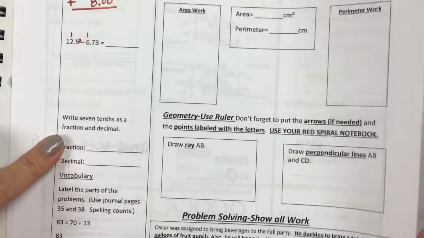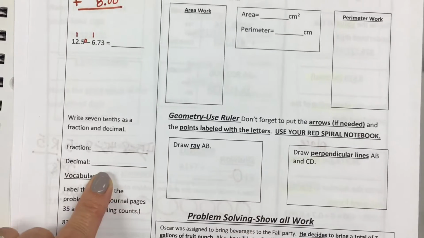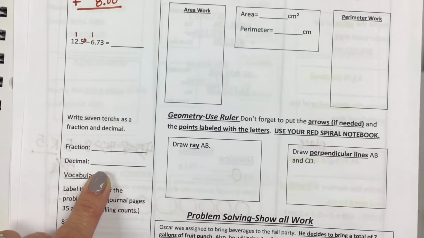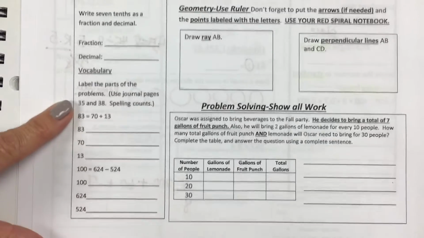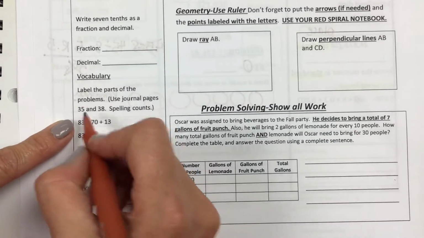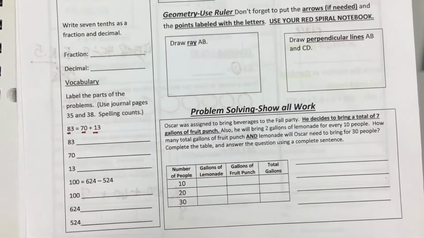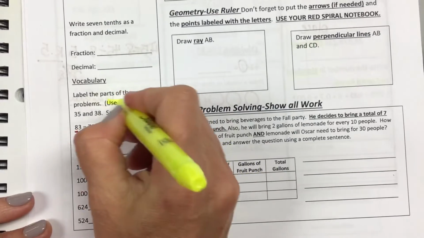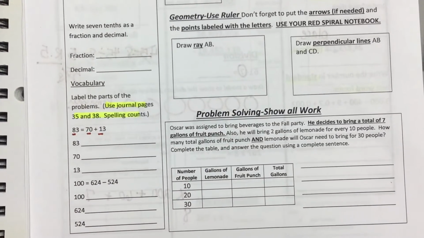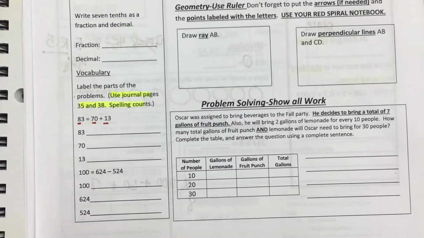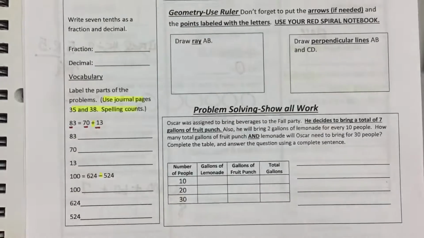Okay, write 7/10 as a fraction and a decimal. We talked about this last week when we went over the spiral. Label the parts of the problems. These are addition. So what do we call these numbers? Journal pages 35 and 38, and it says spelling counts. So you're going to have to spell them correctly. This is a subtraction problem. Pay attention to those. Okay?